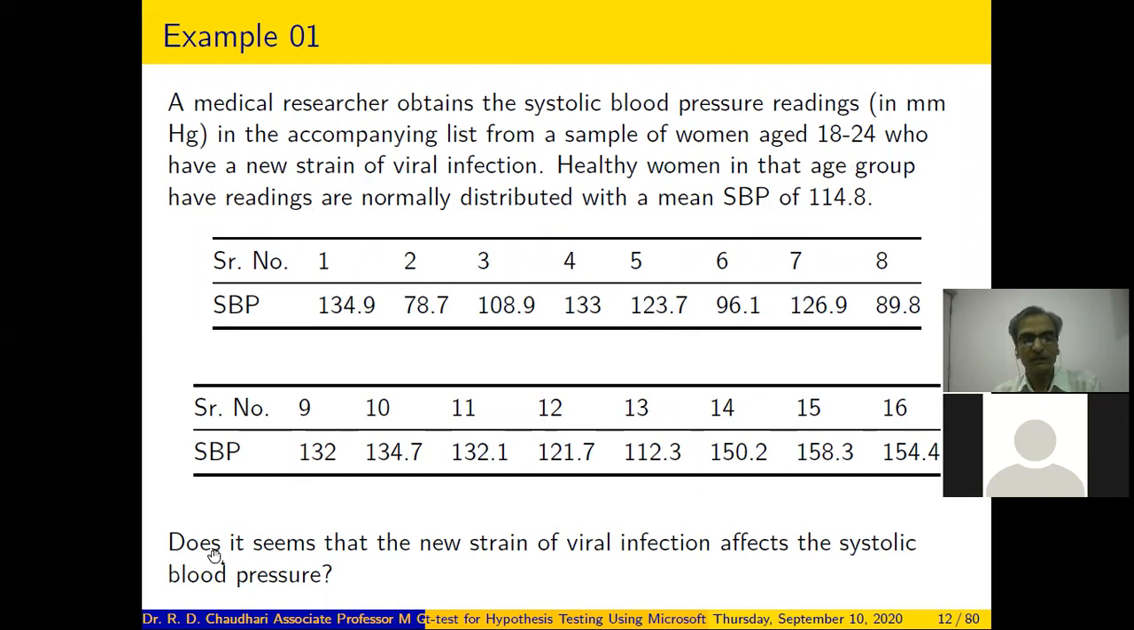So the research question is: does it seem that the new strain of viral infection affects the systolic blood pressure or not? For a healthy woman in the age group of 18 to 24, the systolic BP is 114.8. And we want to test whether this new strain of viral infection affects the systolic BP or not.